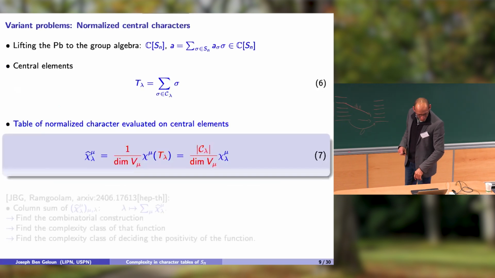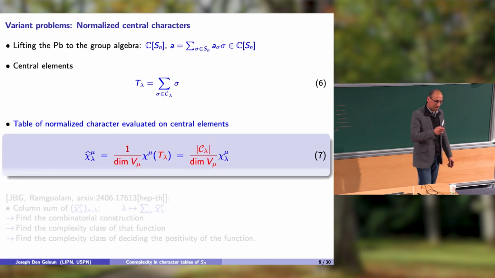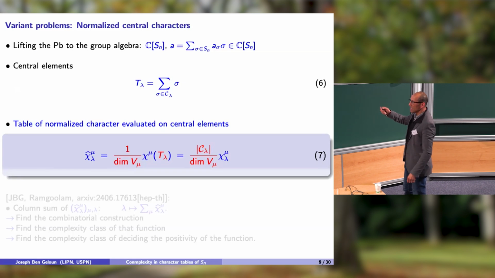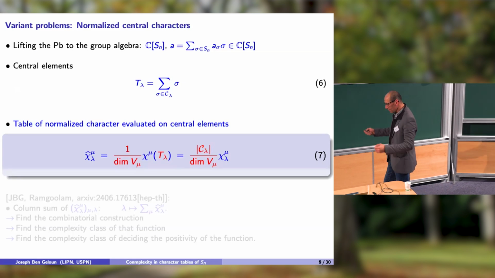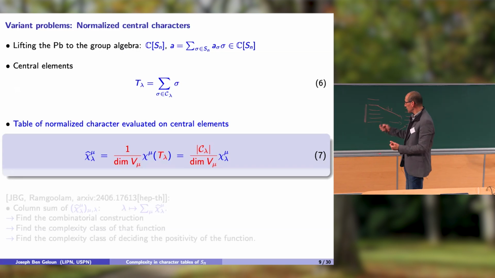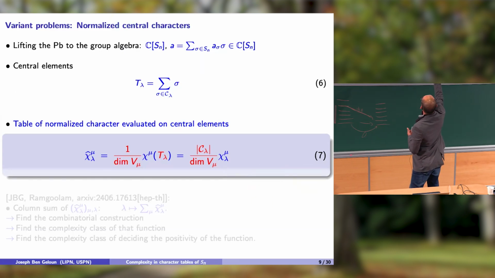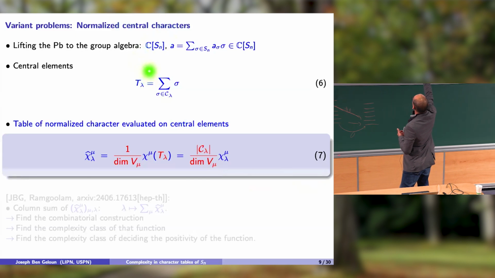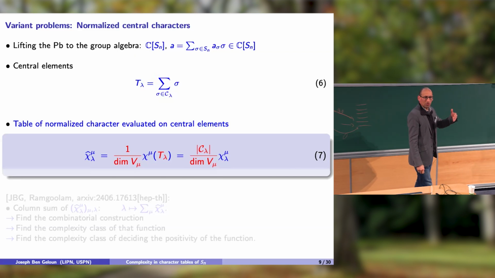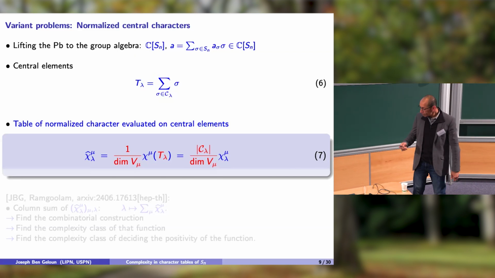All right, let's move on. But we will be interested in a variant table. That variant table is the following. So I will lift this problem to the group algebra. Why? Because we have some theoretical physics questions that arise with that. All right, good. So this is your group algebra, which means I'm just taking all linear combinations with basis the elements of Sn.